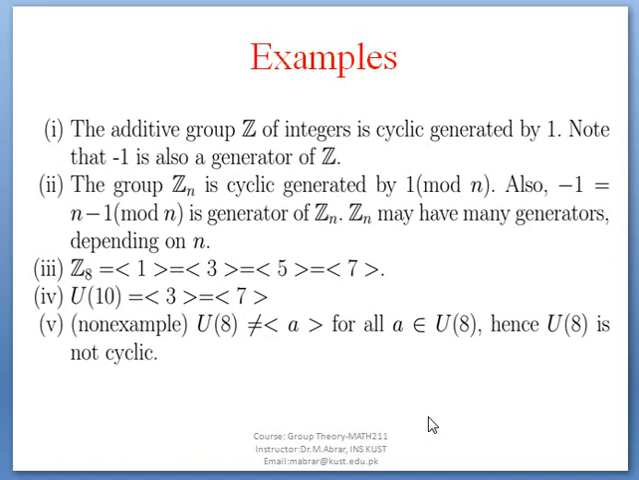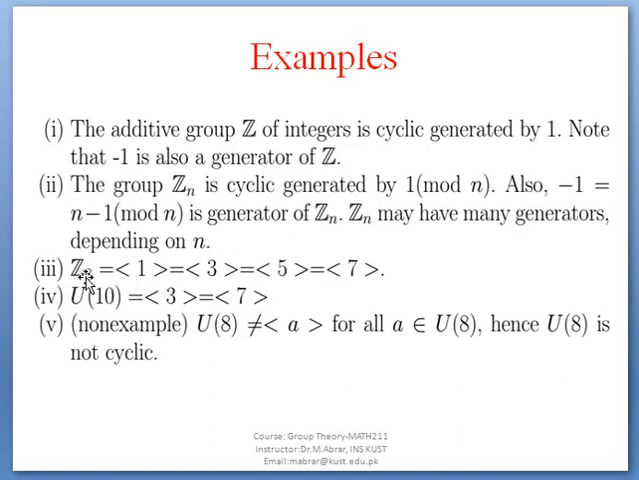Here are some examples. The set of integers is generated by 1, so it's a cyclic group. We note that minus 1 is also a generator of Z. So it means a generator may not be unique. There could be many generators, as we see in the case of Zn, for example. Zn is cyclic, generated by 1 with the operation addition modulo n. Similarly, minus 1 is also a generator. So Zn may have many generators, but it depends on n.